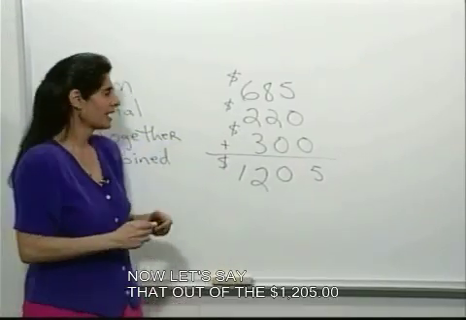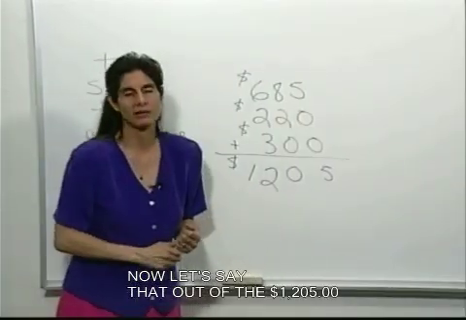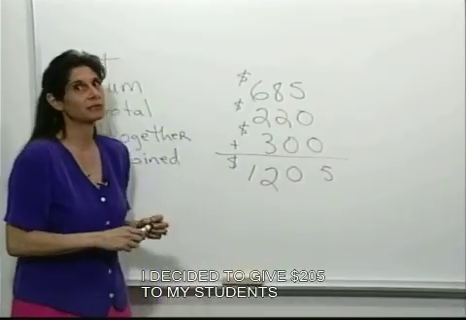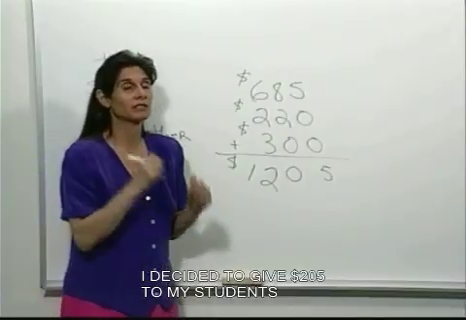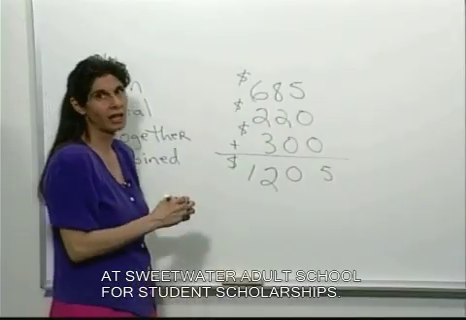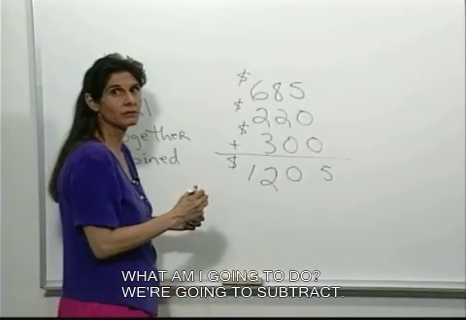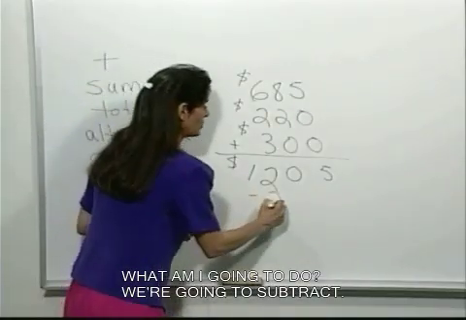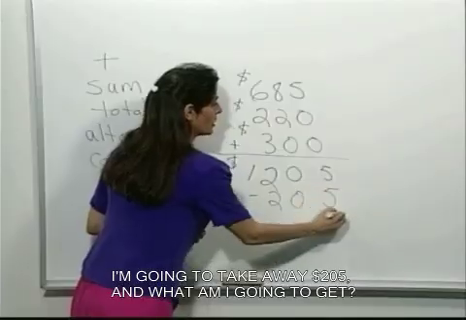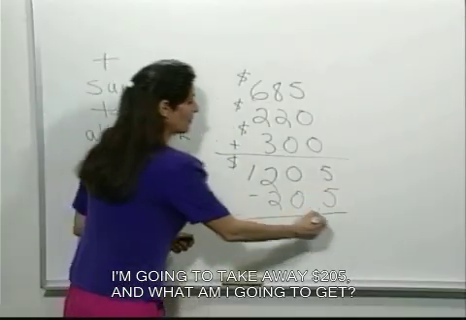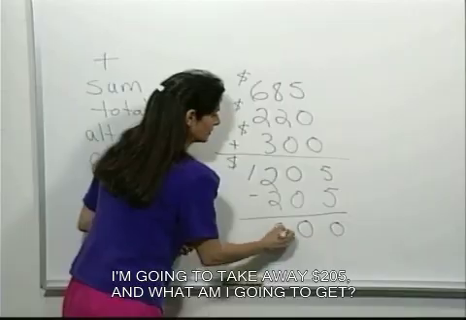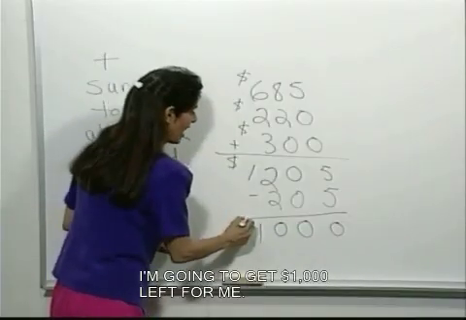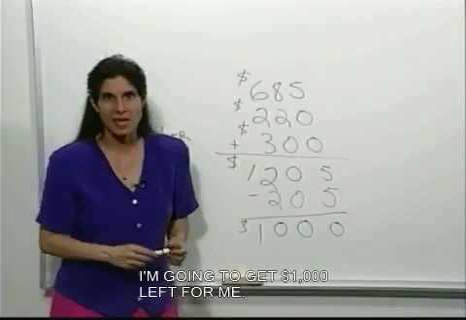Now let's say that out of the $1,205, I decided to give $205 to my students at Sweetwater Adult School for student scholarships. What am I going to do? Well, I'm going to subtract. I'm going to take away $205. And what am I going to get? I'm going to get $1,000 left for me.